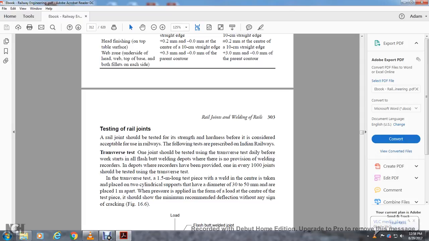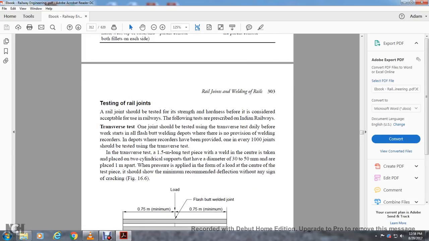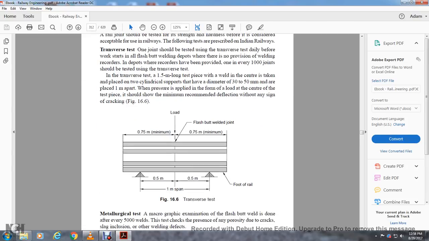In the transverse test, a 1.5 meter long test piece with the weld at the center is taken, placed on cylindrical supports with a diameter of 30 to 55 millimeters, placed 1 meter apart. Pressure is applied in the form of a load at the center of the test piece. It should show a minimum recorded deflection without any sign of cracking. Figure 6.6 shows the transverse test, showing the half a meter, 1 meter span, 3/4 of a millimeter minimum deflection on the load and bending of the flash butt welded joints on the foot of the rail.